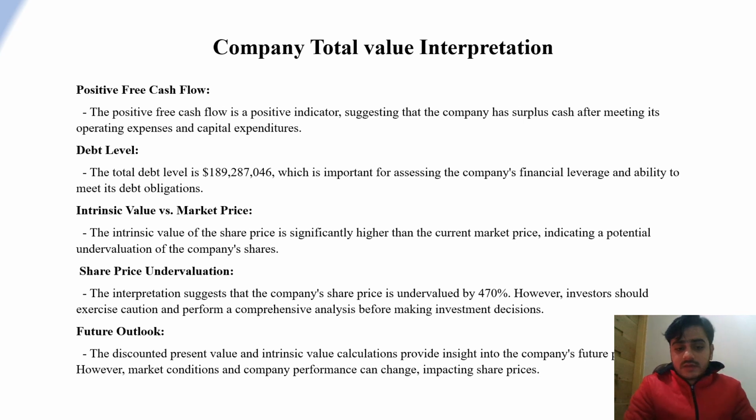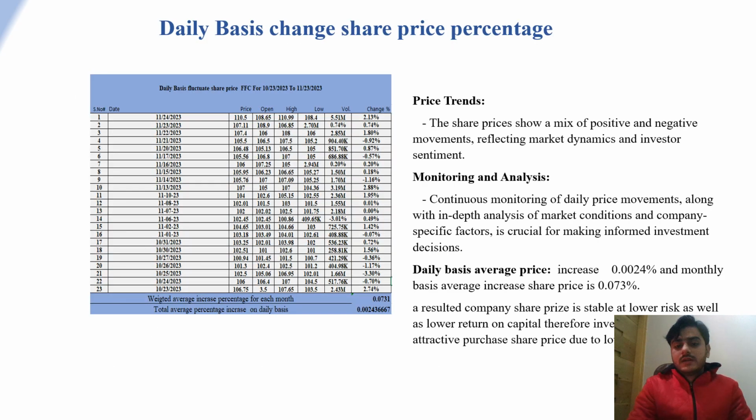For the future outlook, the discounted present value intrinsic value calculation provides insight into the company's future. However, market conditions and company performance can change, impacting the share prices. These are other factors that directly impact the future of the share prices. These are the daily basis share prices. We calculated the trend: the daily share price increase is 0.0024% and the monthly average increase is 0.073%. As a result, the company has stable, lower risk as well as lower return on capital. Therefore, investors find it more attractive and purchase the shares.